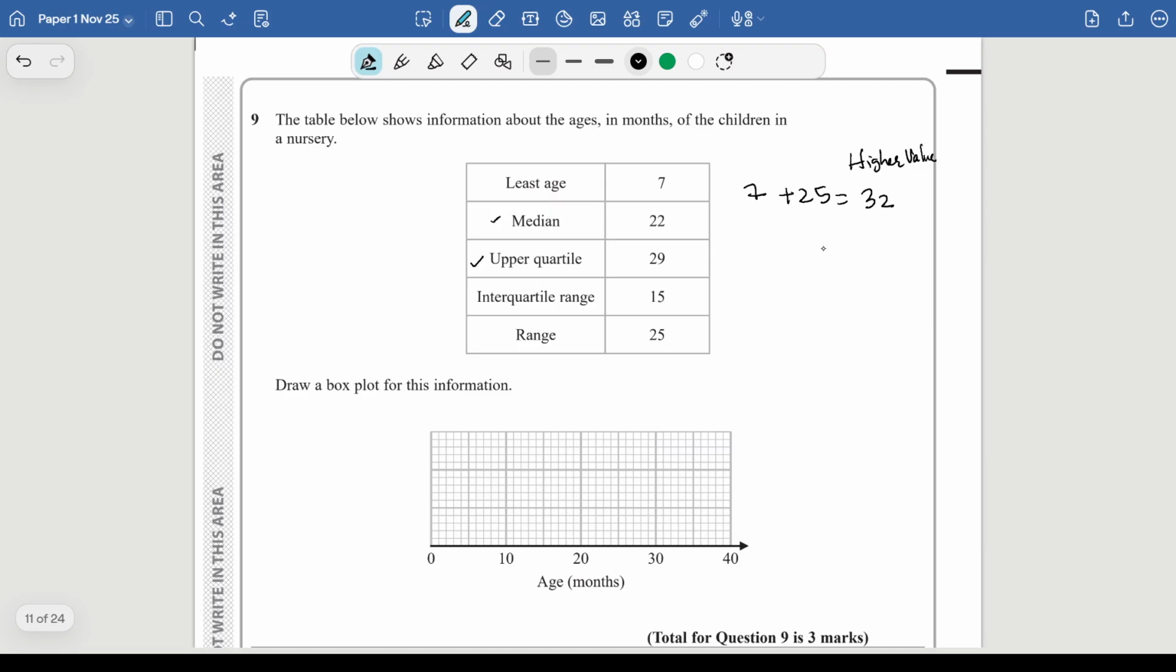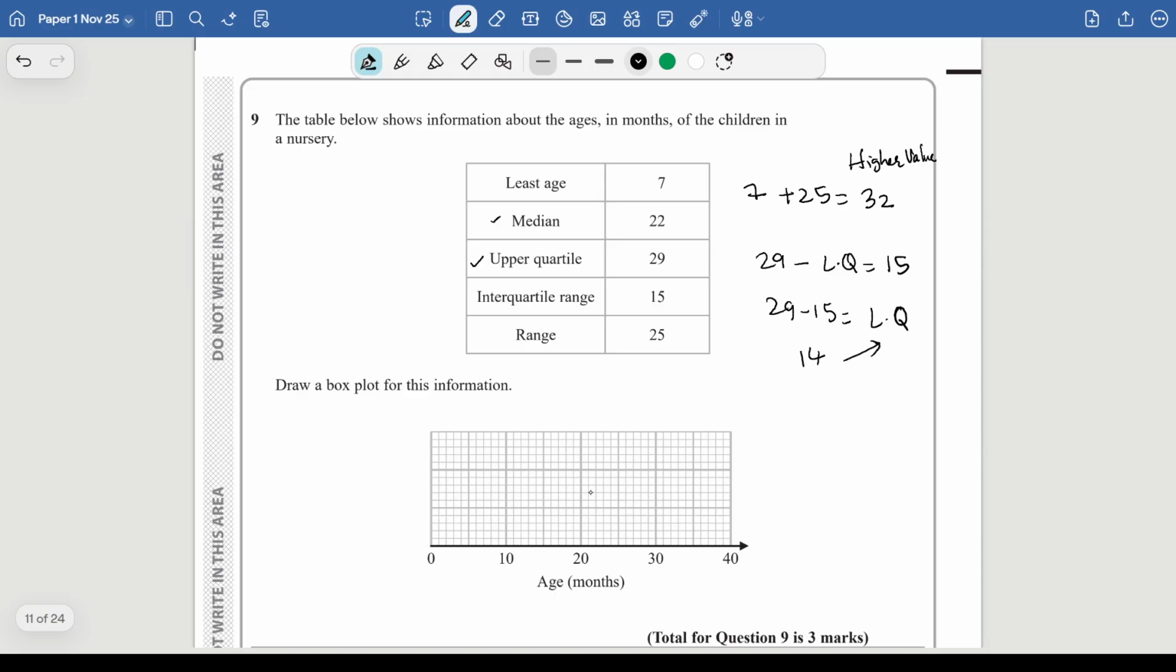With the upper quartile, you have 29 and the interquartile range is 15. So what is the lower quartile? Let me write it like this. Upper quartile minus the lower quartile gives you the interquartile range, which is 15. So 29 minus 15 gives you the lower quartile, which is 14. So the lower quartile is 14.